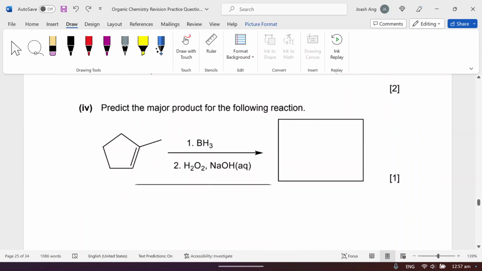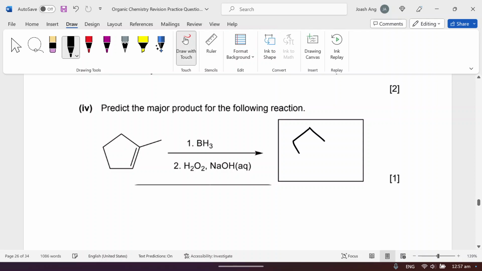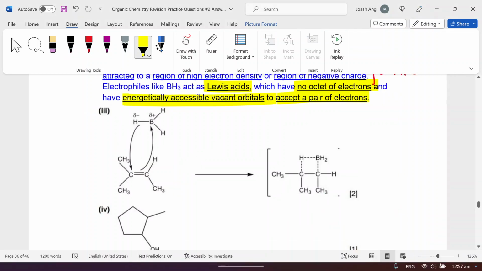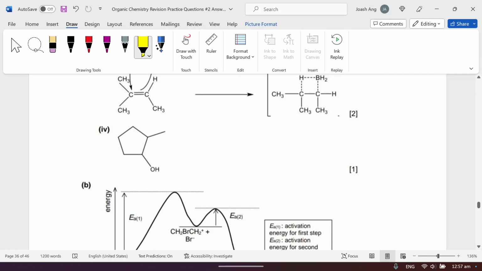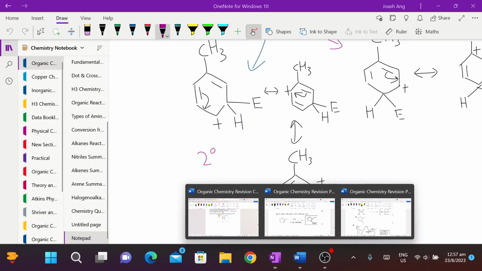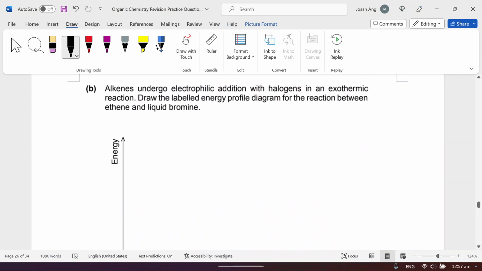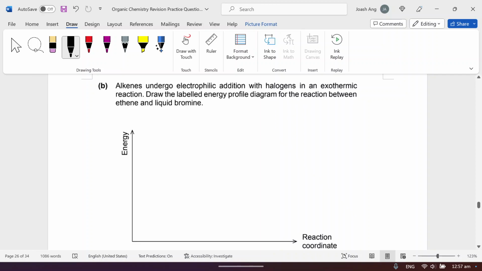So in this case, predict the major product. We will ensure that the OH goes to the less substituted carbon. Okay, so next part, which I believe should be the last part. Alkenes undergo electrophilic addition with halogens in an exothermic reaction. Exothermic reaction means my enthalpy change of the reaction should be negative.